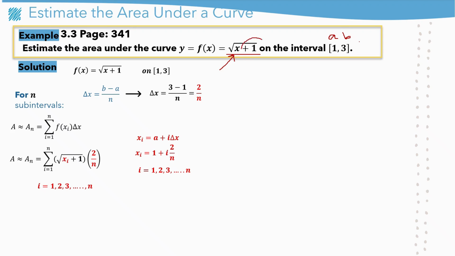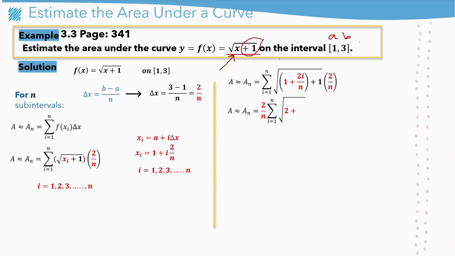Already you have a plus 1. Don't forget it. Okay dear girls? So let's proceed. Don't forget to use a proper bracket. So you will be left with 2 plus 2i by n under the root and the constant 2 by n is taken outside sigma.